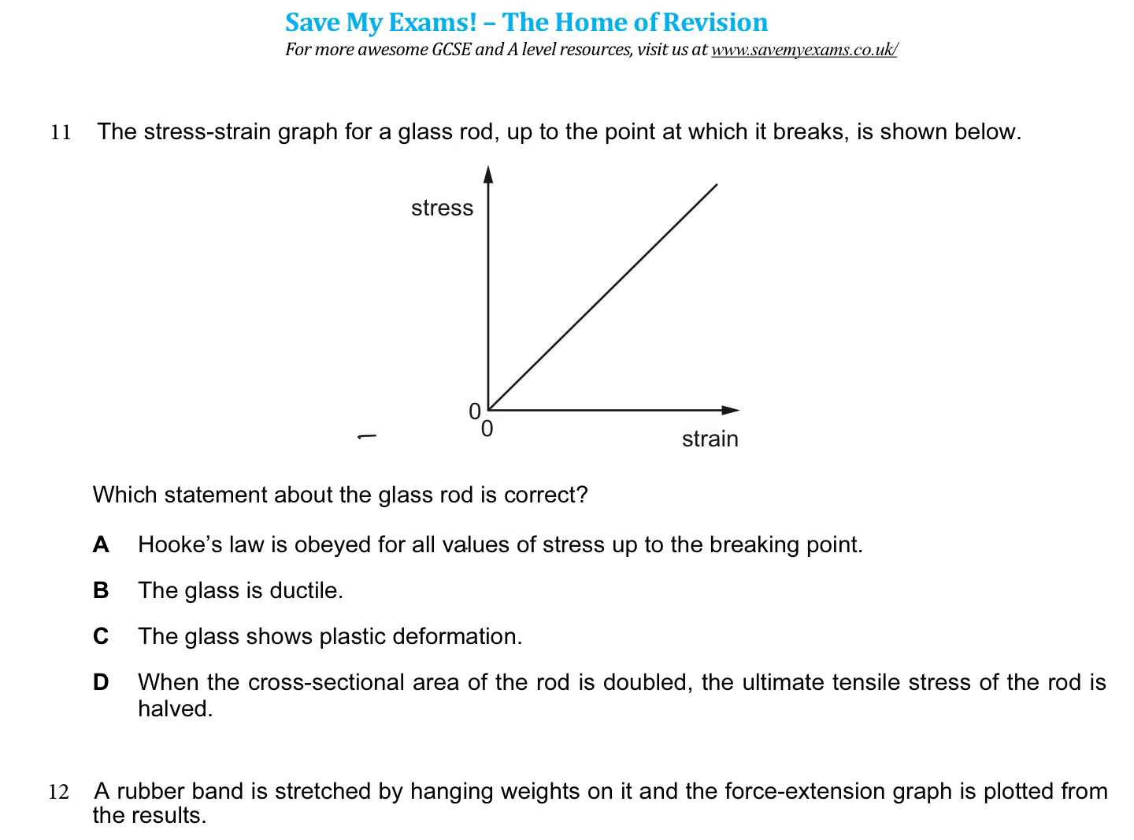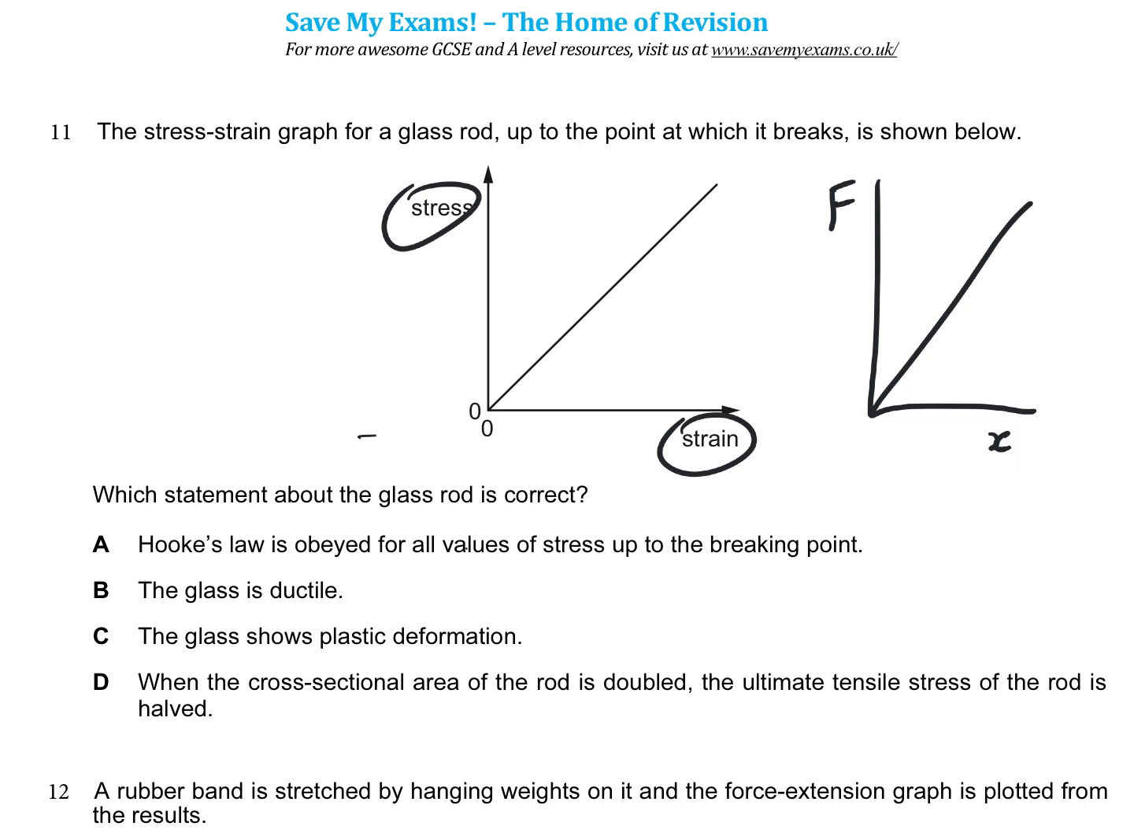Now, this question probably wouldn't get asked these days because it touched on stuff that isn't examined anymore, but you can answer this. Hooke's law is obeyed for all values of stress up to a breaking point. Well, for Hooke's law to be obeyed, we expect either a force extension graph to be a straight line or a stress strain, because remember, stress is proportional to F, strain is proportional to X. So we'd expect that to be a straight line as well. So yes, that is true.